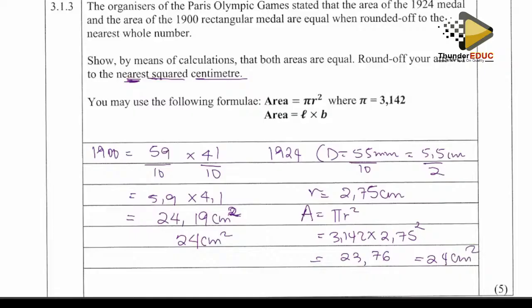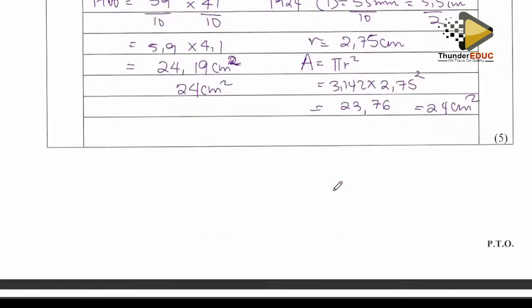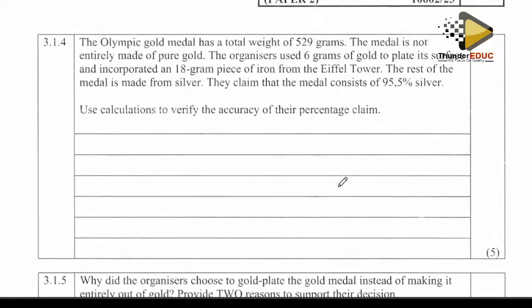What did they say? Show by means of calculations. Yeah, they didn't want you to verify. So that's why the answer stops. So indeed, they are both 24. We come to question number 3.1.4. The Olympic gold medal has a total weight of 529 grams. The medal is not entirely made of pure gold. The organizers used 6 grams of gold to plate its surface and incorporate the 18-gram piece of iron from the Eiffel Tower.